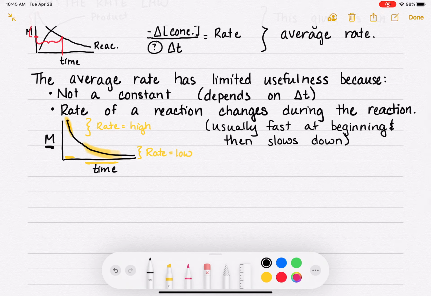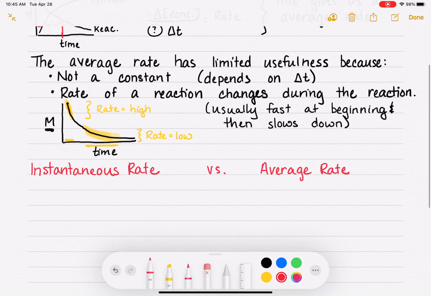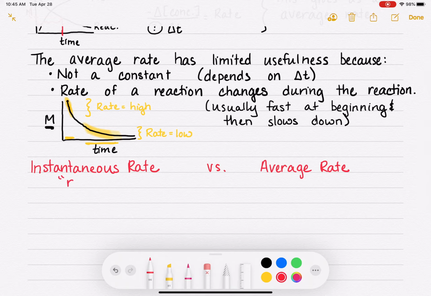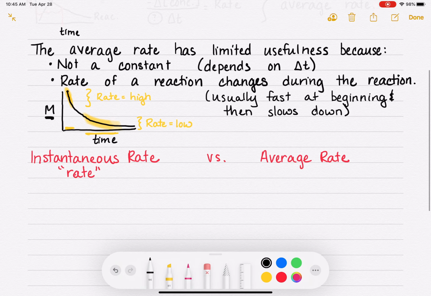It's more useful for us to calculate what we call an instantaneous rate. So instead of calculating the average rate, we would calculate the instantaneous rate. Let's compare it to average rate. The instantaneous rate, which a lot of times we will just refer to as rate. So if we just say rate, we're typically talking about instantaneous rate. It is concentration dependent.